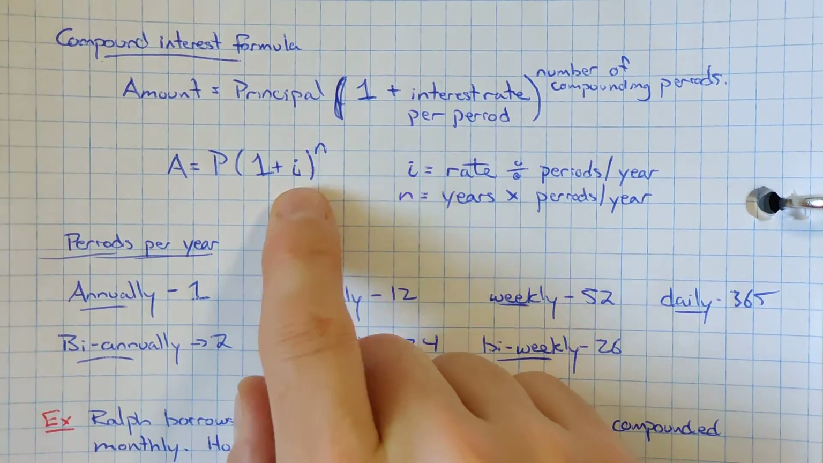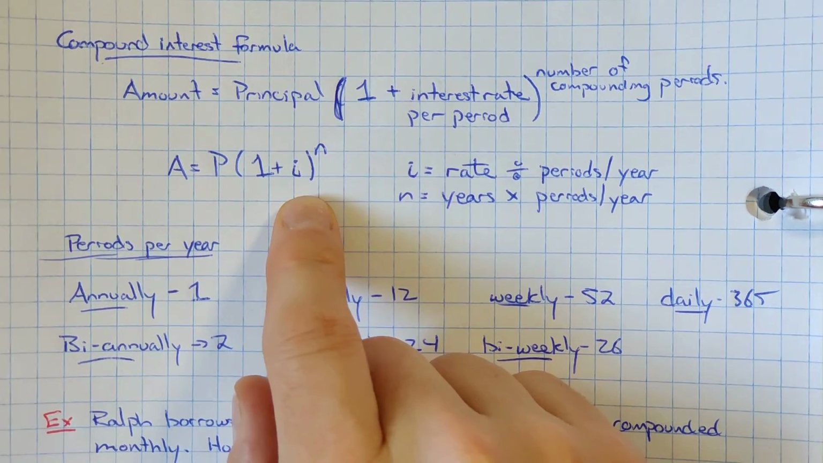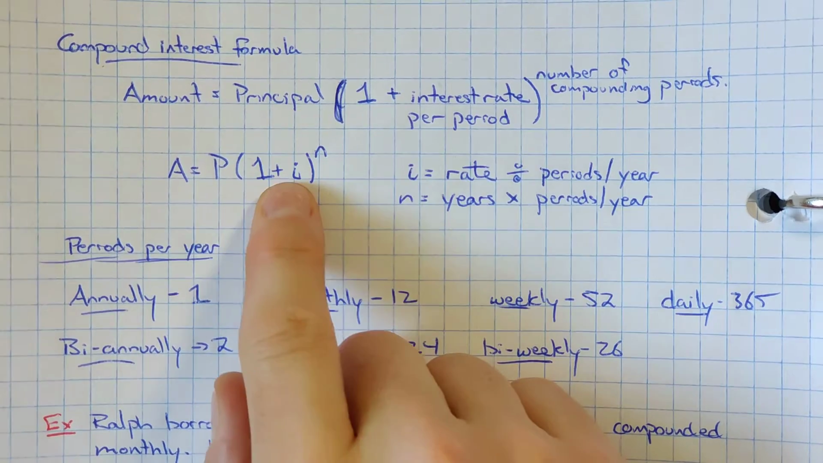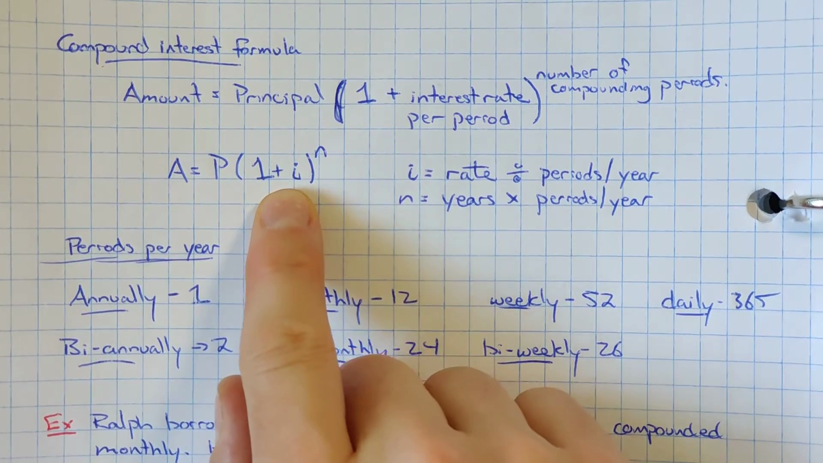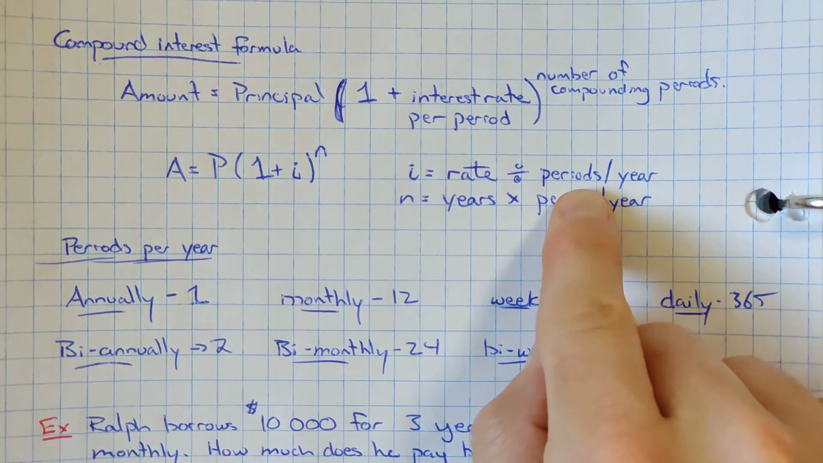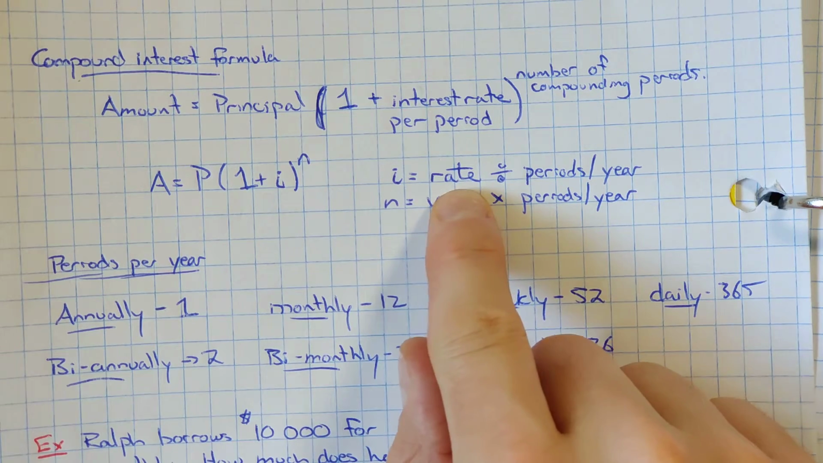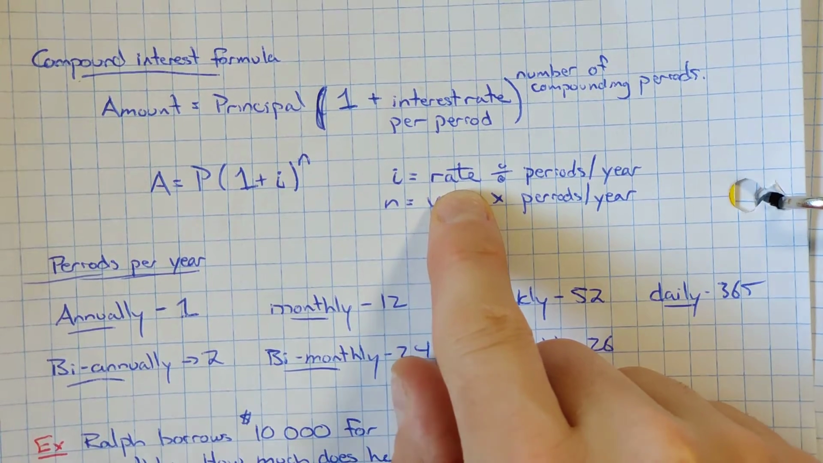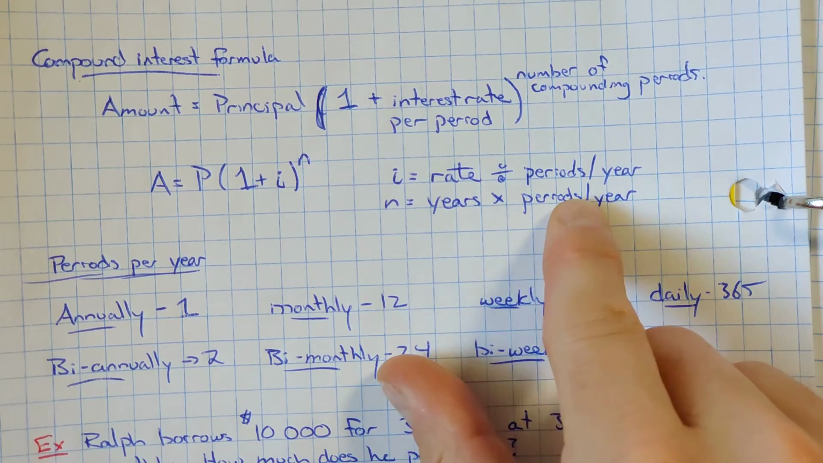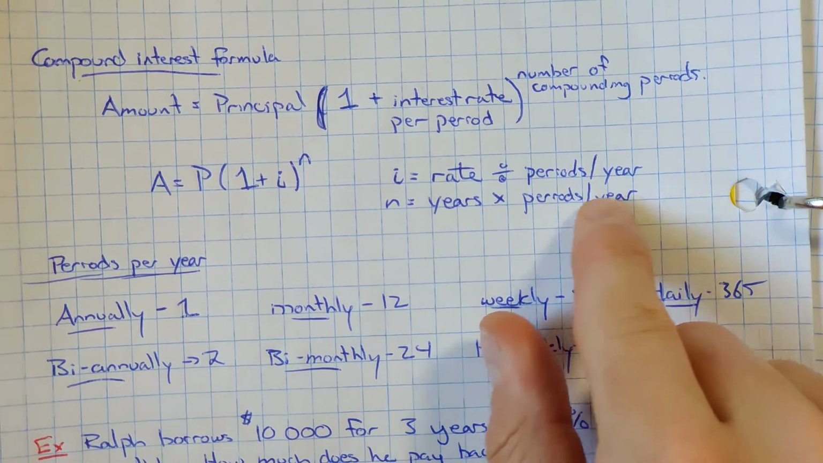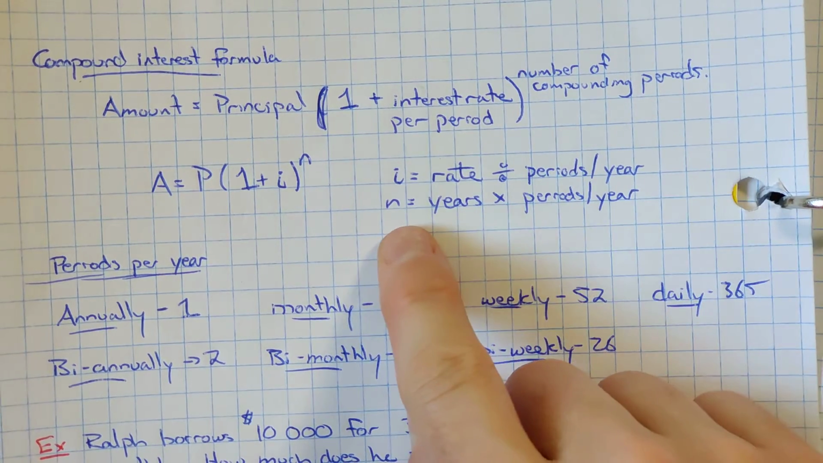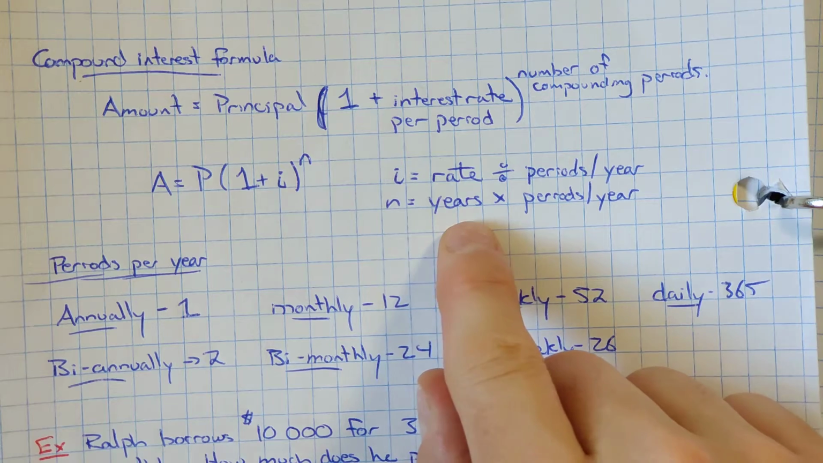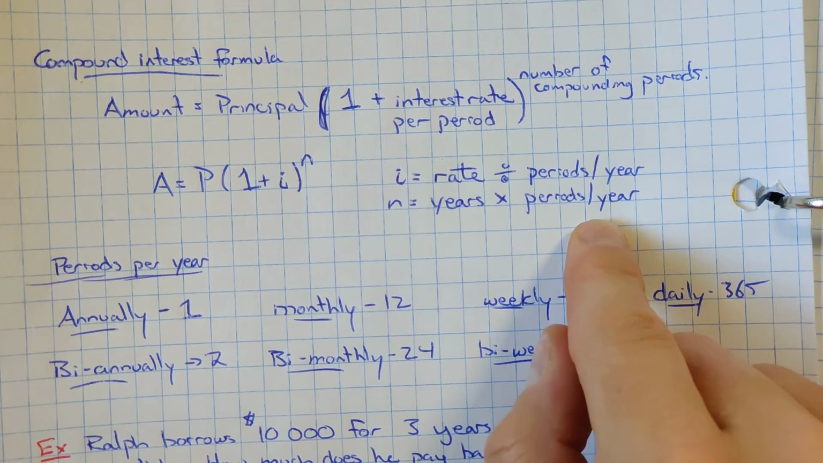i and n are a little bit different. Why? Well, i is our interest rate per period. So we divide the rate, remember interest rates are given per year, divided by the number of times per year, periods per year. And n is the number of years times the number of times per year something's happening.